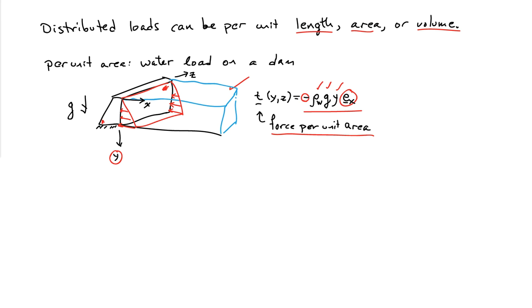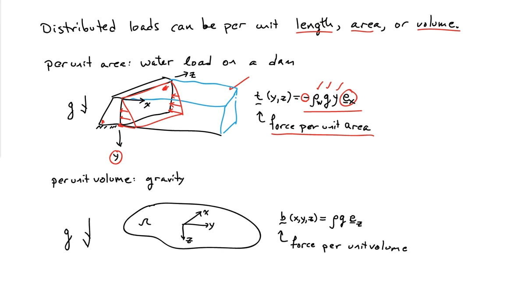A second example of a distributed load is loads per unit volume, and the number one example of that are gravity loads. So if we have gravity acting on an object, so we have a body omega here, we have a gravitational force, in this case in the z direction, and this induces a force per unit volume in the body, and the relationship is rho g, so the density of the body times the gravitational constant, and it acts in the z direction. So this is a second example of a distributed load.